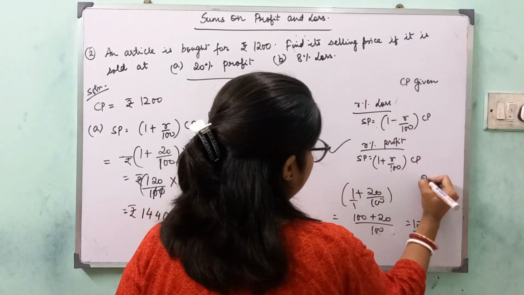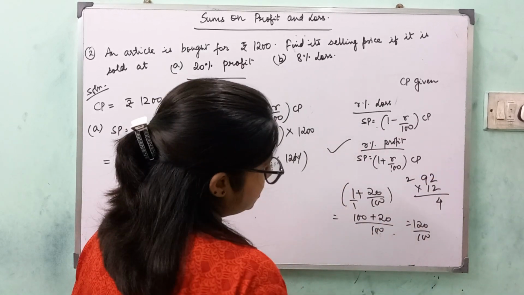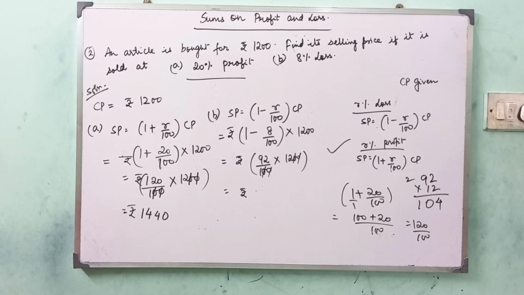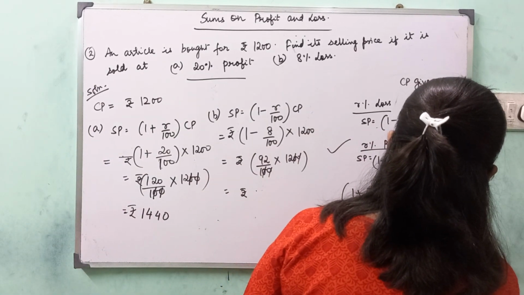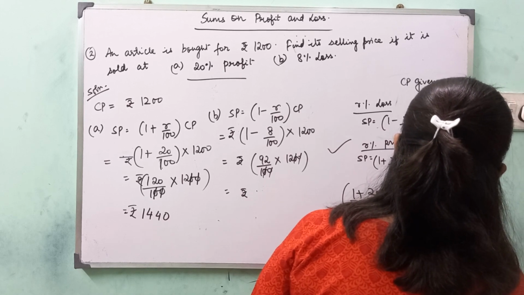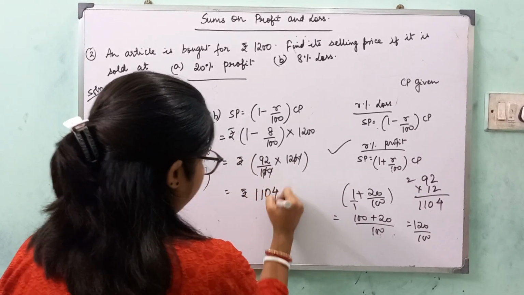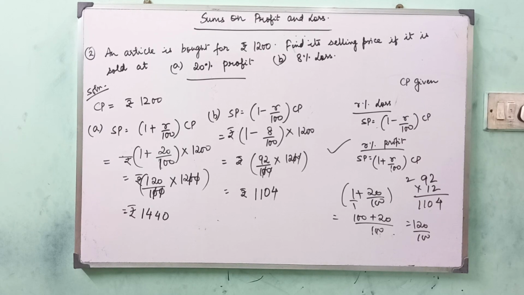So that is equal to, let's check, 92 into 12. 12 to the 24, 2 carried, 8, 9 and 10. So 1104, that is your selling price.